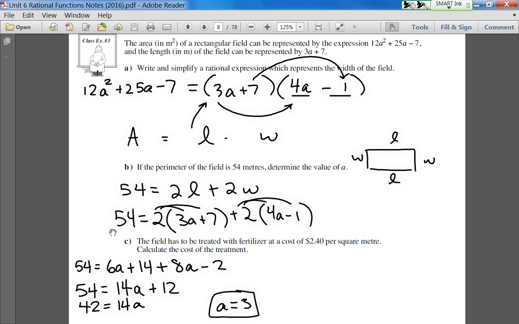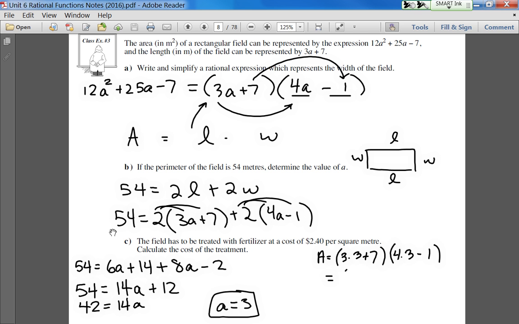That's what they wanted. Now it says the field has to be treated with fertilizer at a cost of $2.40 per square meter. Calculate the cost of the treatment. Very easy. It's $2.40 for every square meter. So what do you need to find? The area. We know that a is 3, so punch it into the factored form, it's a little bit easier. 3 times 3 plus 7 times 4 times 3 minus 1.